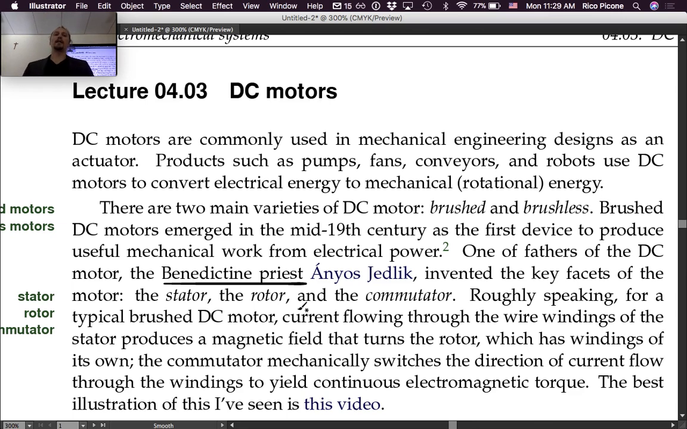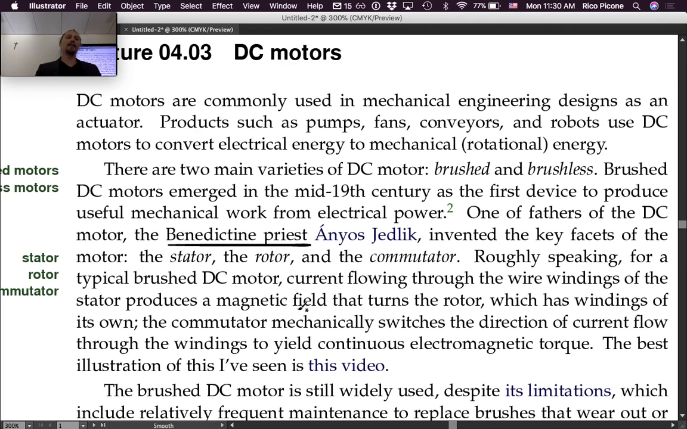Roughly speaking, for a typical brushed DC motor, current flowing through the wire windings of the stator, something that's static, produces a magnetic field that turns the rotor. The rotor is turning because it has windings of its own that have current flowing through them. The commutator mechanically switches the direction of current flow through the windings of the rotor to yield continuous electromagnetic torque. The best illustration I've seen of this is this YouTube video, and we're going to watch it for a second.